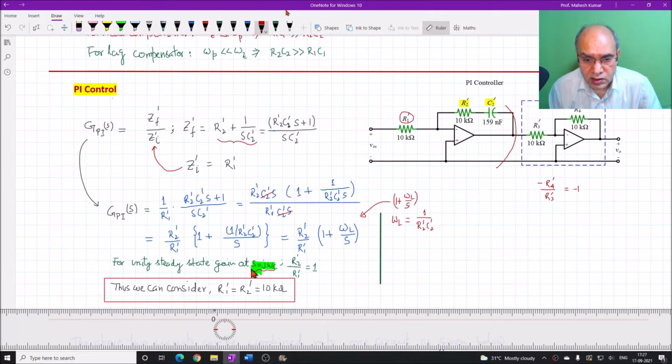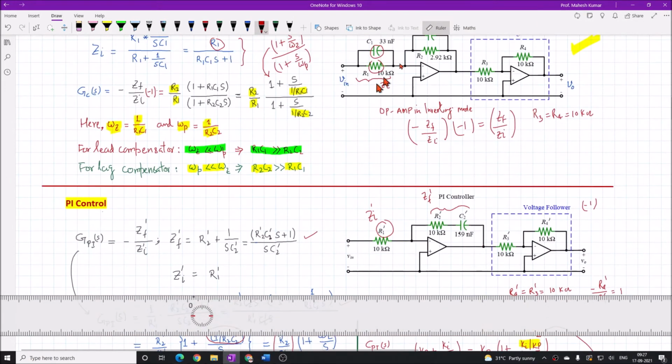Therefore, we know that omega L is far less than omega c, and hence to make it unity at the gain crossover frequency, R2 dash is equal to R1 dash. And therefore, if I choose R1 dash as 10 kilo ohm, then R2 dash is also 10 kilo ohm. So these values are 10 kilo ohm and 10 kilo ohm. The value of C2 dash can be found from the overall gain characteristic that we will see later.